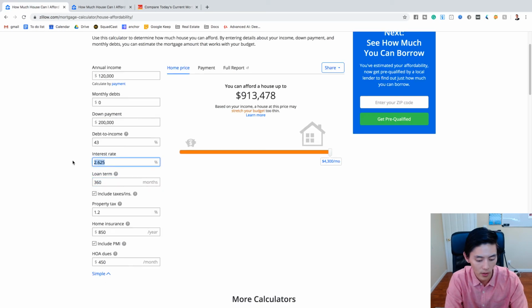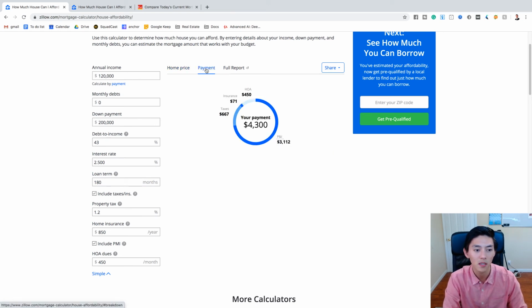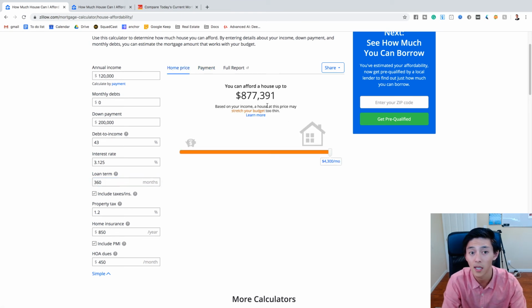So we have 2.5 for interest rate, and our loan term, instead of being 360, is only 180 because that's 15 years times 12 months. So it seems that we are able to afford even less of a home because your monthly mortgage payments are accelerated. Your principal and interest payments are a lot higher than if they were at the 30-year. And just to show you guys, we're going to switch the numbers back to their old rates. See, your principal and interest goes down quite a bit, and therefore your home prices can increase.